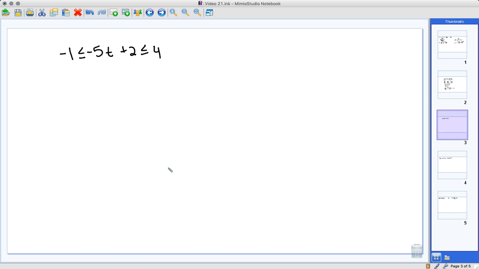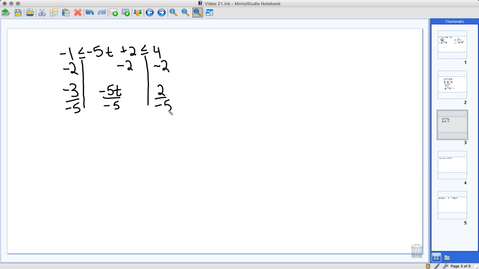Let's try another one. Same kind of thing, bring your lines down. I'm going to subtract 2 in the middle, so I subtract 2 on the left and subtract 2 on the right. -1 minus 2 is -3. You still have your -5t in the middle. 4 minus 2 is 2. Divide by -5.